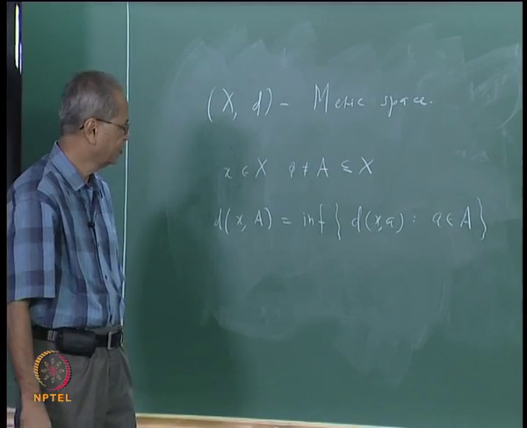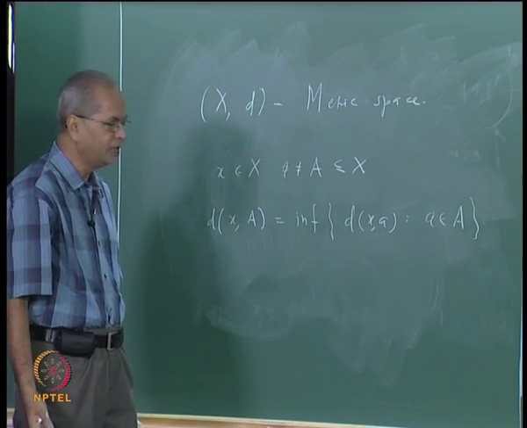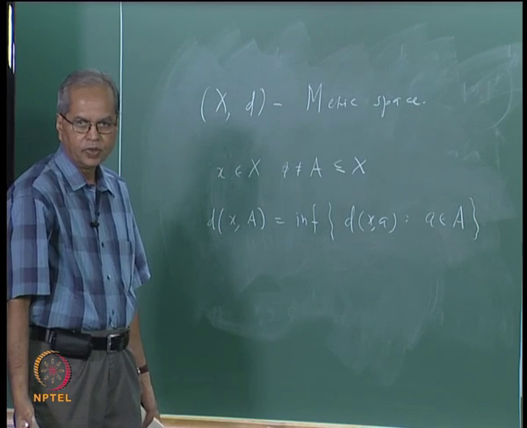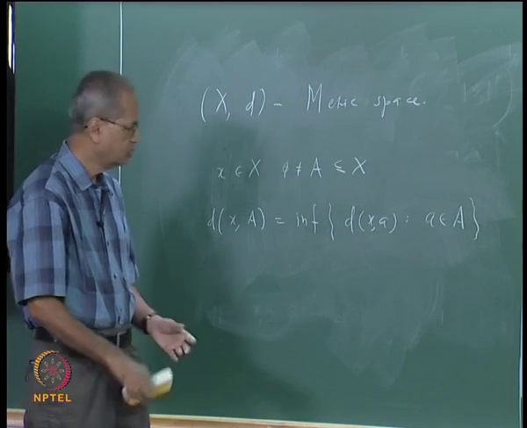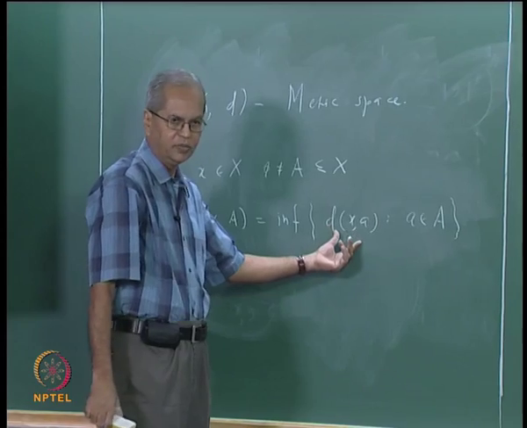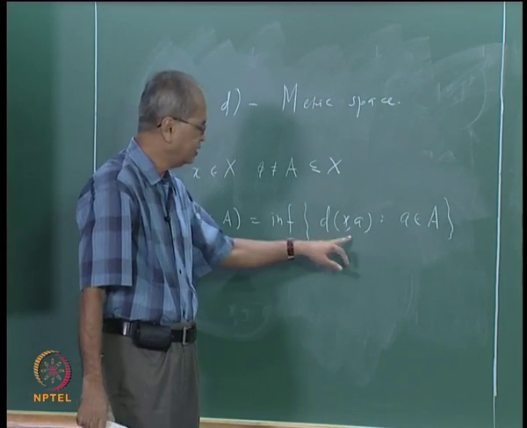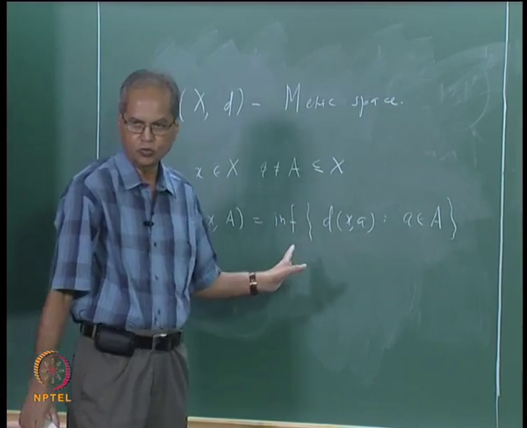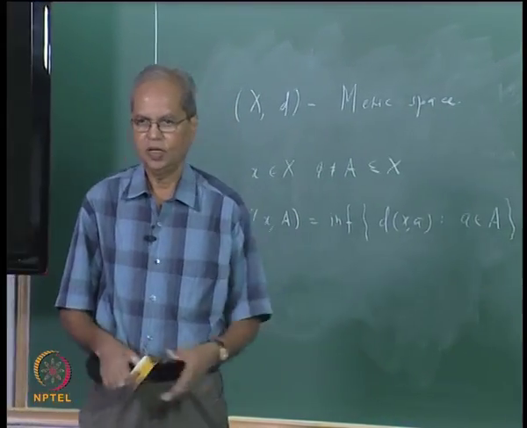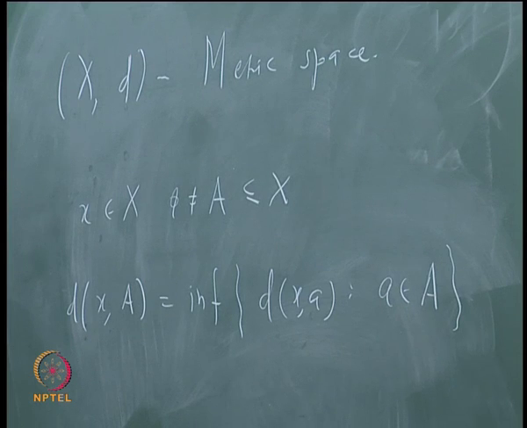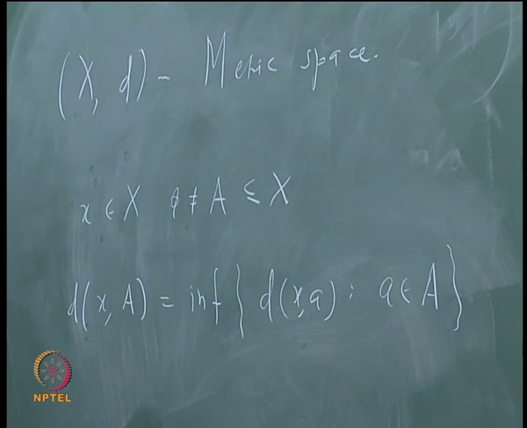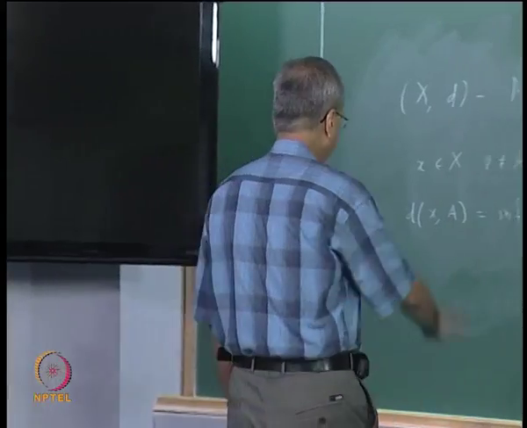And why does the infimum exist? Certainly it is a non-empty set, because we have taken A as non-empty, and distance is always bigger than or equal to 0, so it is bounded below. Every non-empty set bounded below should have an infimum, which follows from the LUB axiom. So this is a well defined thing.